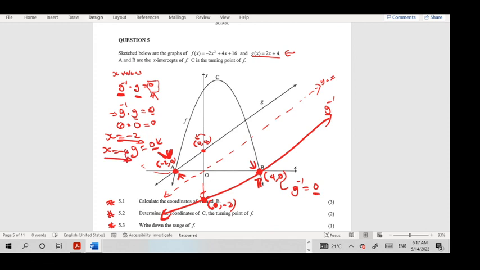So when g of x is 0, here x equals -4. And here the x value is x equals -2, and then this is 4. So these are actually the solutions.